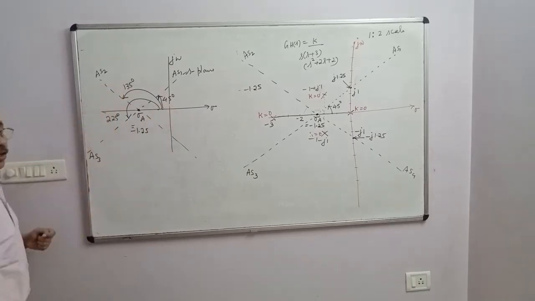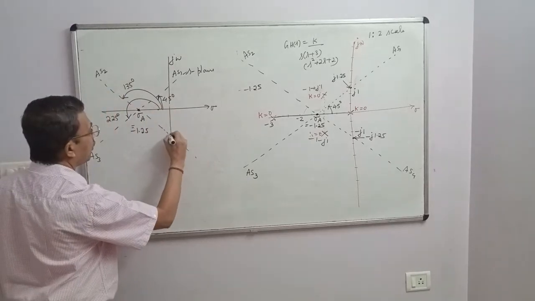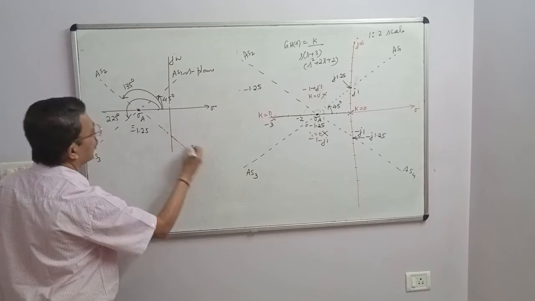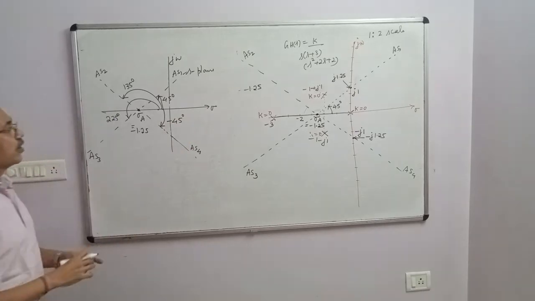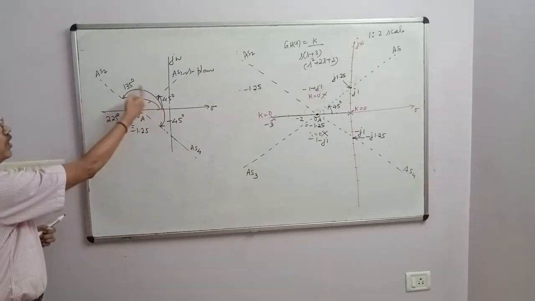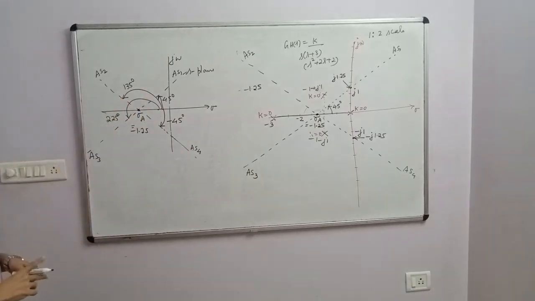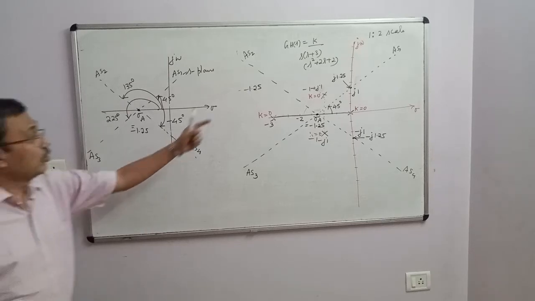Angles measured in the anti-clockwise direction are positive. This is asymptote number 4. What angle does it make? It makes an angle of minus 45 degrees in the clockwise direction, which is 315 degrees in the anti-clockwise direction. Okay, this is how the asymptotes are plotted.